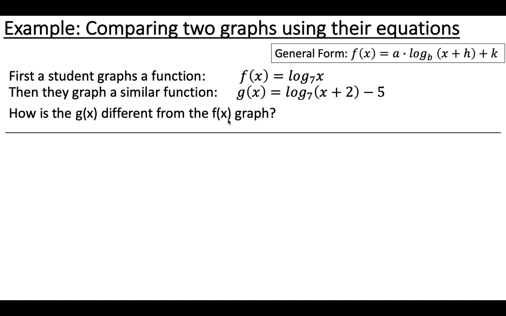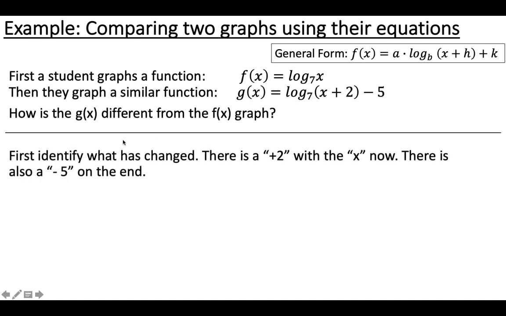Okay, so we just want to look at these two equations. They both have the same base, and for these questions, they always will have the same base. So we're just looking at the other things. And I want to know, based on the equations, how are the graphs different? What I saw a lot of you answer the first time you had questions like this was you would say, okay, well, there's a plus 2 now by the x, and there's a minus 5 on the end. And that's great. Those are the things that you should be noticing, but that doesn't answer the question.